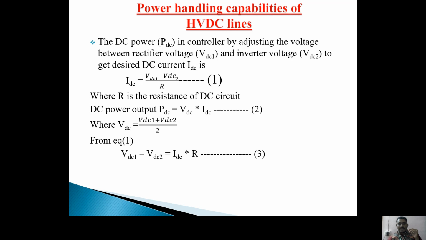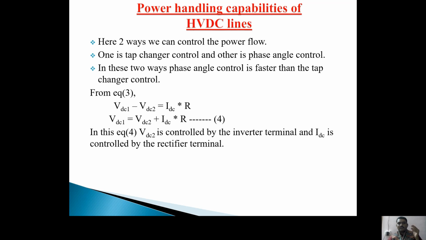Next, we have two ways to control the power flow in an HVDC line: one is tap changer control and the other is phase angle control. Of these two, phase angle control is faster than tap changer control. That's why we are using phase angle control.